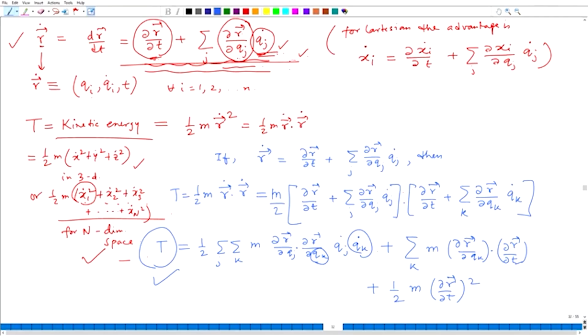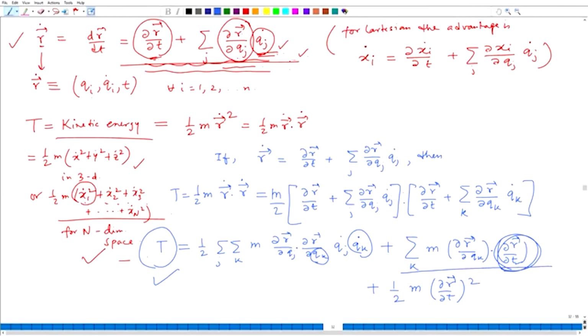Now, if your system has somehow the property, which is the most usual case you encounter, that is that ∂r/∂t is 0, that means there is no explicit time dependence in the position vector. So, for example, r is equal to x i plus y j plus z k, or it is equal to r r-cap. In both cases there is no explicit dependence on time. So, in that case we can say ∂r/∂t will be 0. So, this term will go away, this term will go away.